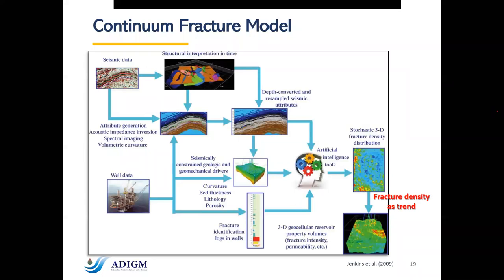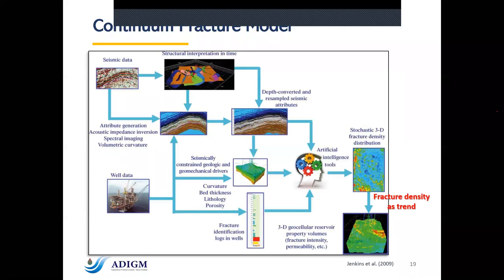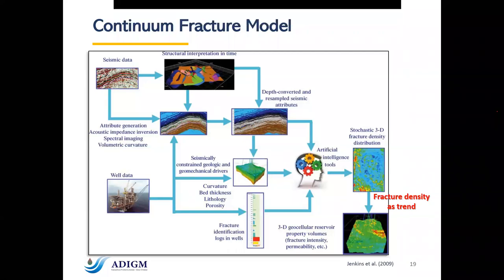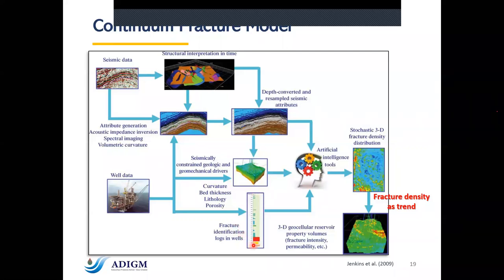This is a workflow example of the CFM published by Jenkins in 2009. The seismic data, as usual, is used to generate the interpretations, the attributes, the inversion, as well as time-depth conversion. And then the well data is used to gather information about the fractures. You can derive the bed thickness, the lithology, the porosity, and then the fracture intensity, or fracture density, from logs.